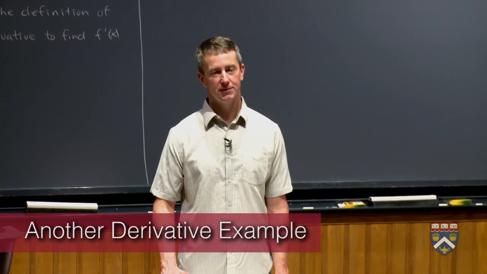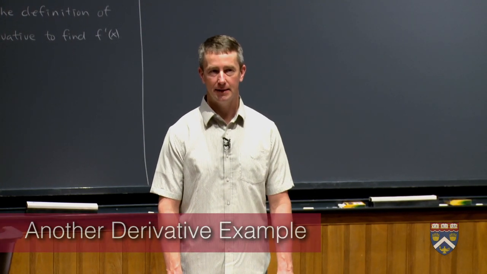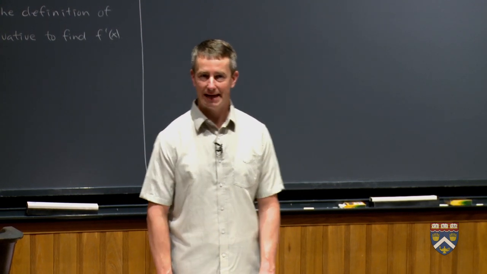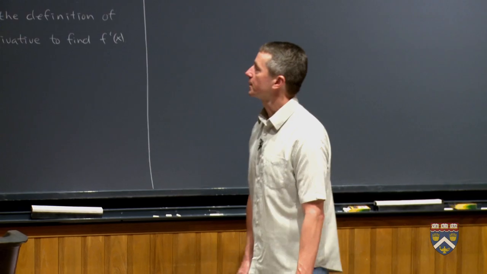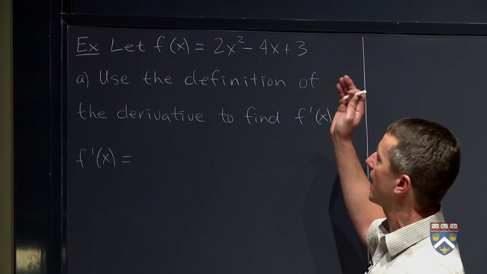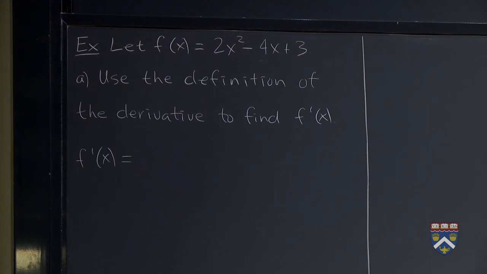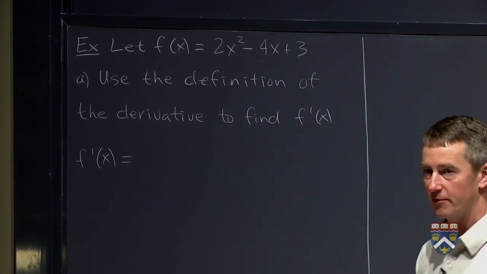Now that we've got our definition of the derivative down, we're going to practice by computing the derivative of three different functions. Each has its own little technique to compute it. First one we're going to try is another quadratic, but it's got more than one x in it. So f of x is 2x squared minus 4x plus 3. Use the definition of the derivative to find f prime of x.